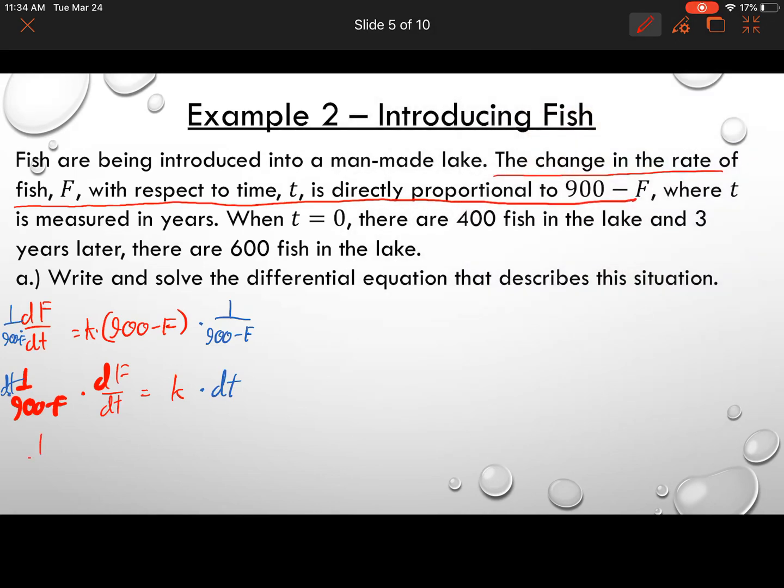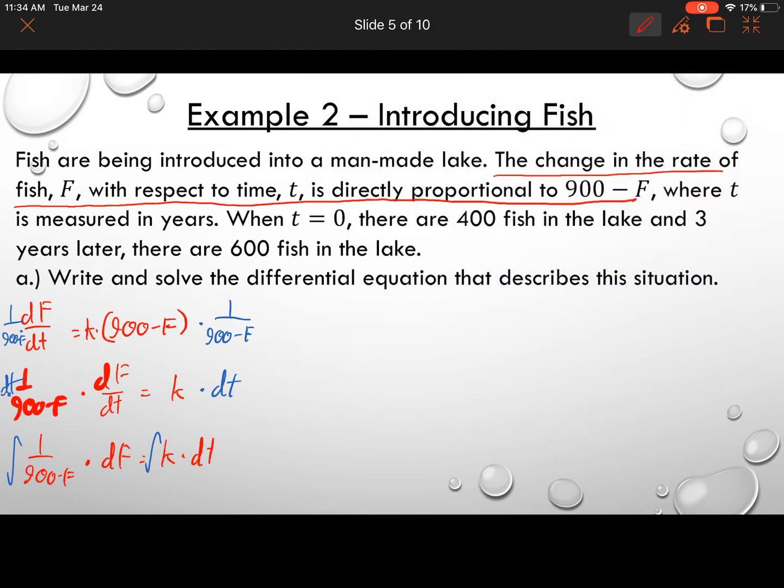So we have 1 over 900 minus f times df is equal to k times dt. So we got the variables on each side of the equation. So now we're going to do the integral of both sides. So the integral.